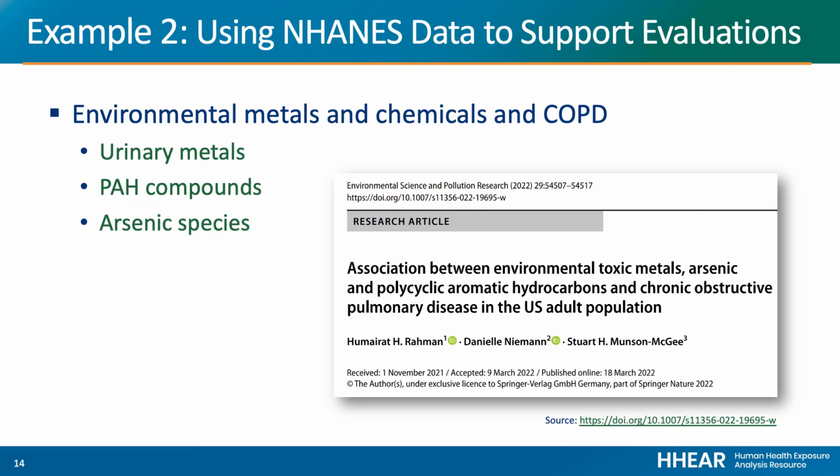A second example of the utility of NHANES comes from a study by Rahman et al., published in 2022, assessing environmental metals and chemicals and chronic obstructive pulmonary disease, COPD, in the adult U.S. population. This study used the 2013-2014 and 2015-2016 NHANES dataset to conduct a cross-sectional analysis and included 14 urinary metals, 7 polycyclic aromatic hydrocarbon or PAH compounds, and 7 arsenic species concentrations.